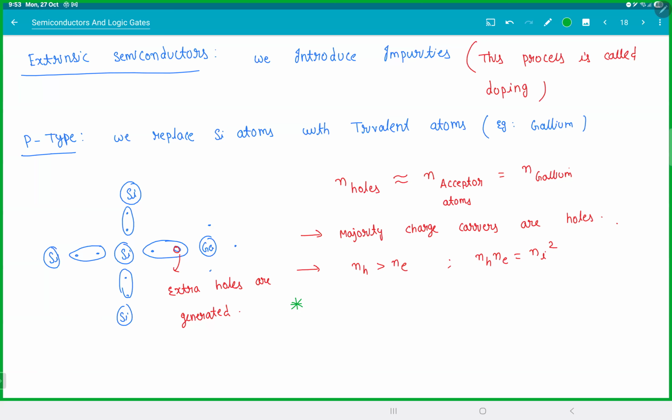You didn't remove any electrons here. This hole was created because you didn't get a complete octet, isn't it? That's why you got a hole. But the number of protons inside the gallium atom is equal to the number of electrons of the gallium atom. So the gallium atom is still neutral. Are you getting it? You simply replaced a neutral silicon with a neutral gallium. So why will you get any charge?